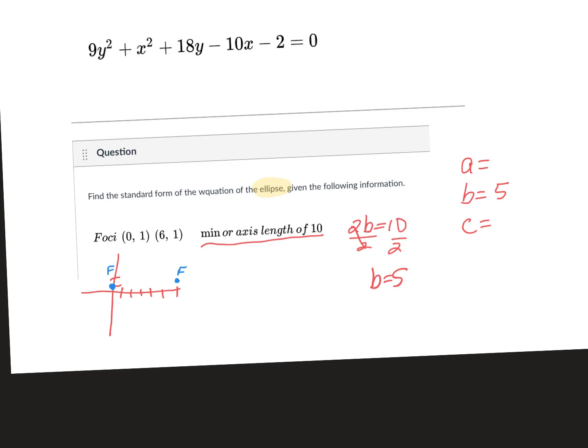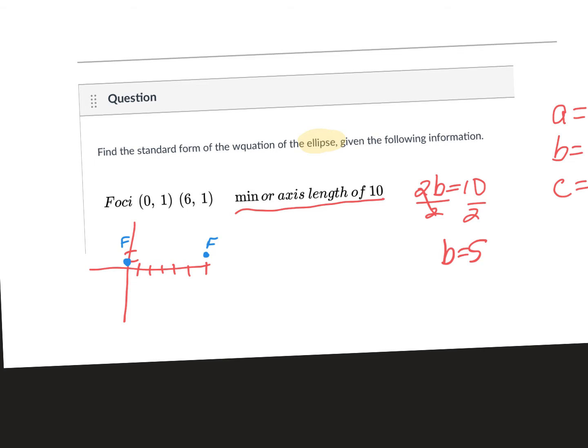Where would the vertex be in reference to our foci? In the center, yeah, in the middle. So you can either count or you can do the midpoint formula: 0 plus 6 divided by 2, and 1 plus 1 divided by 2. 6 divided by 2 is 3. 2 divided by 2 is 1. So your H and your K is at (3, 1). That's our vertex, our center.